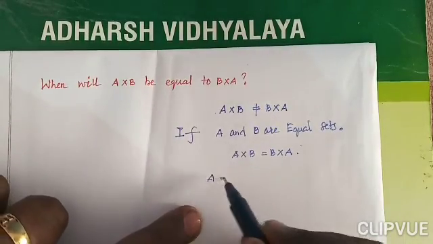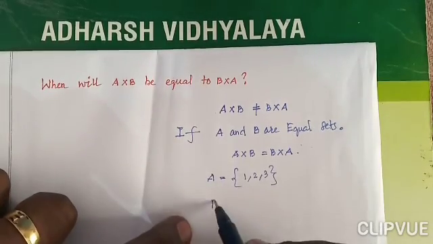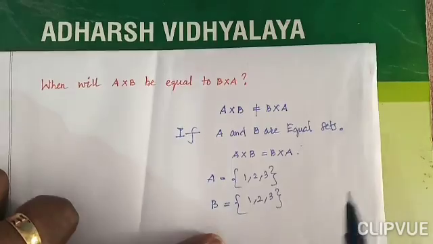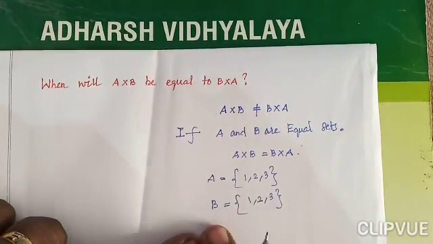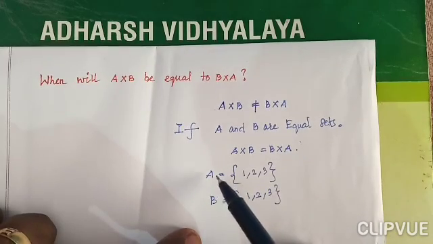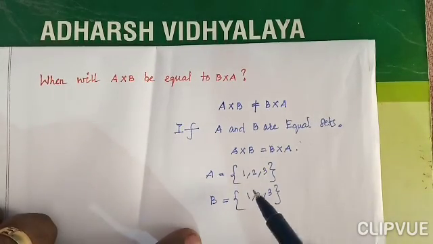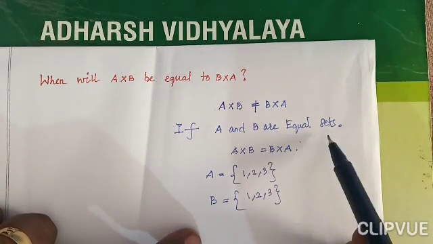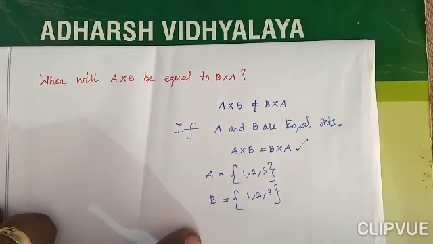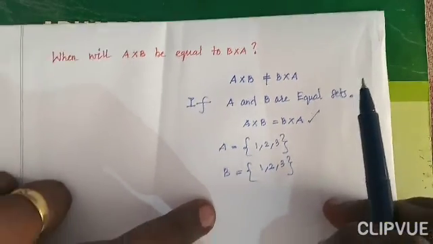For example, set A has 1, 2, 3. Set B is also having 1, 2, 3. Then we can say sets A and B are equal. I hope you understand. So here you can find A cross B and B cross A, both are the same. Okay, that's why if A and B are equal sets, then A cross B equals B cross A. I hope you understand the answer for this question. Let us move to the next one.